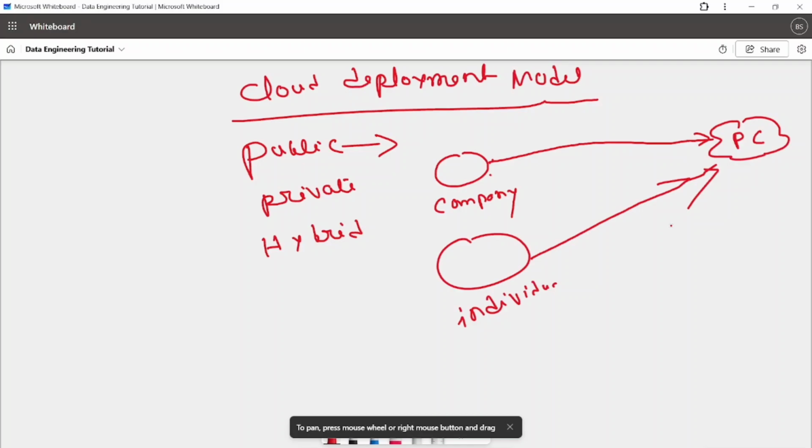So what is the private cloud? This is also important. If the cloud provider provides services to companies only, then we can call it a private cloud, because the cloud service provider will provide the services only to the company, not to individuals. They don't provide services to individuals. That is called a private cloud. See here, private cloud: this is the company, and they will get the services from the private cloud.